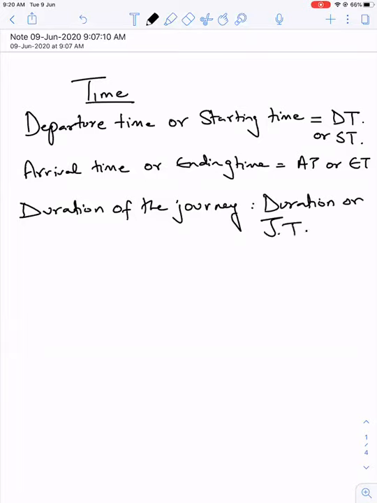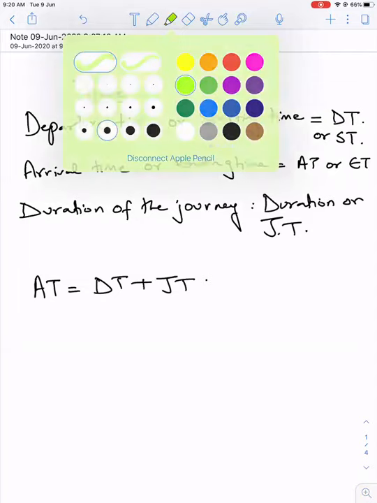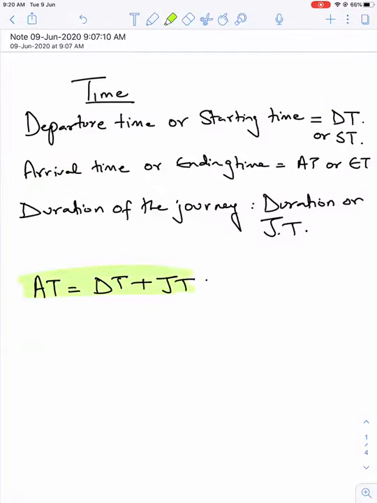The basic formula which you need to learn for this is that the arrival time is always equal to the departure time plus the journey time. This is the basic formula which we need to remember: arrival time equals departure time plus journey time. Now let me give you an example.